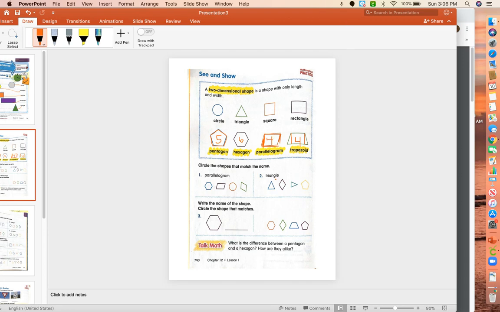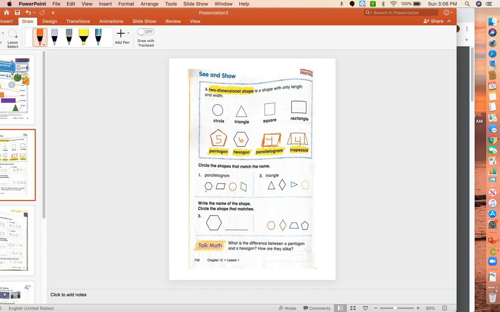Number 1, circle the shape that matches the name. So circle the shapes that match the name. Let's take a look at this. This first one is that crazy long word, parallelogram. All right, so we said the parallelogram has to have 4 sides.